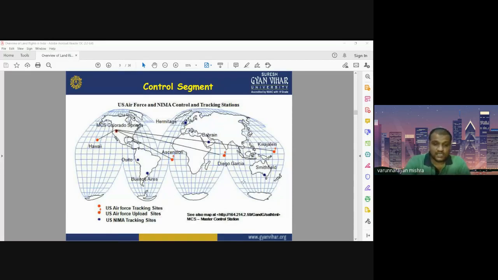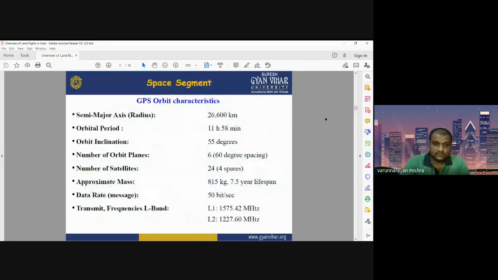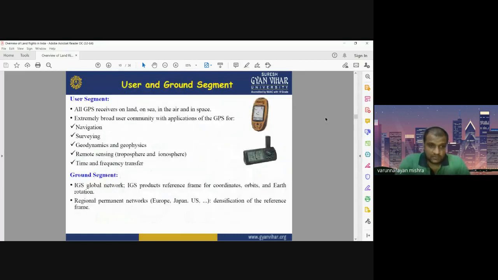All these things were discussed in your last semester, so I'm not going into detail. Another part is the user and ground segment. The user segment is us, the users of different kinds of GPS receivers.